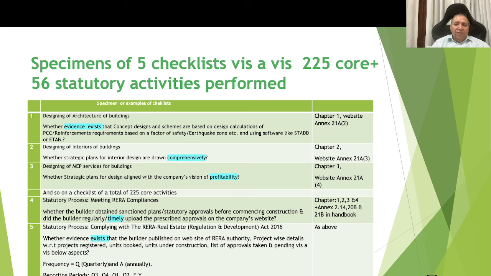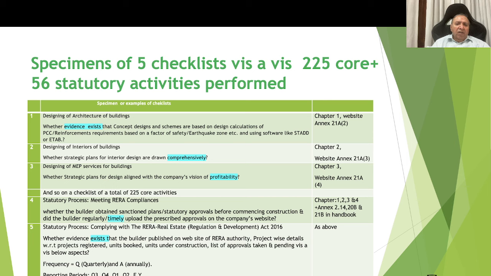Again, this one can refer to chapter 2 and my website annexure 21A3. Designing of the MEP services for building. Now, whether strategic plans for the design align with the company's vision of profitability. These look like very simple statements, but one has to apply mind to arrive at the answer to these questions, and more details can be found in chapter 3 and my annexure 21A4 and so on.